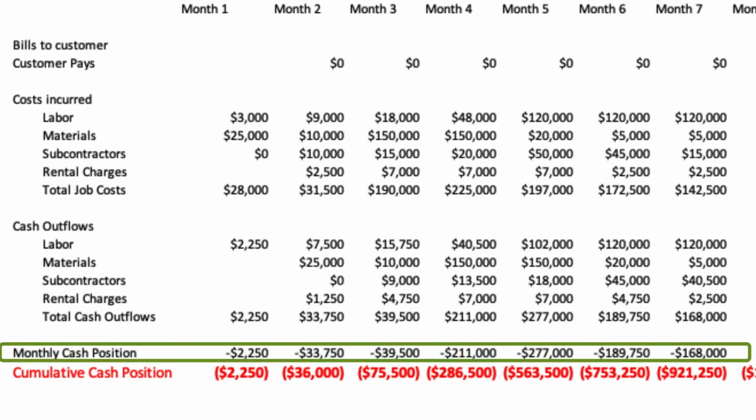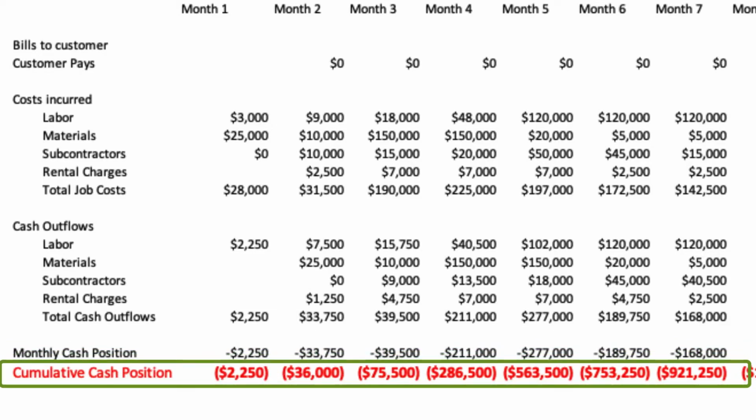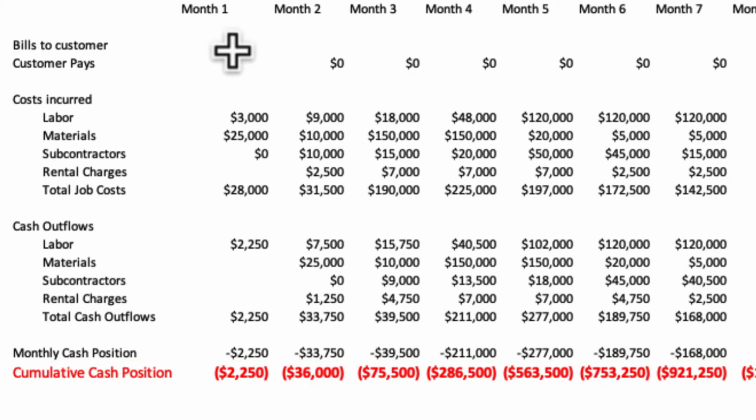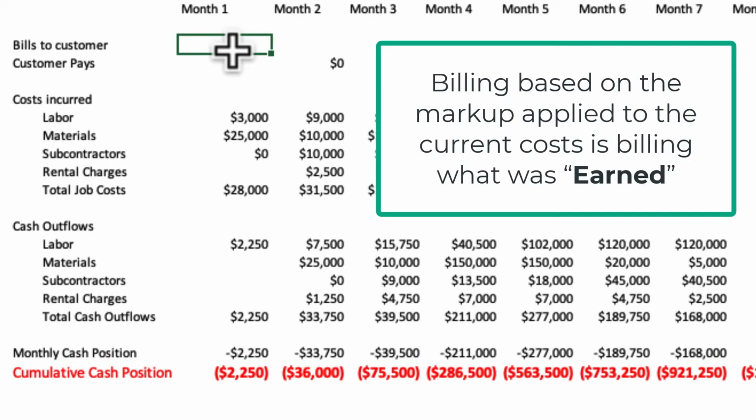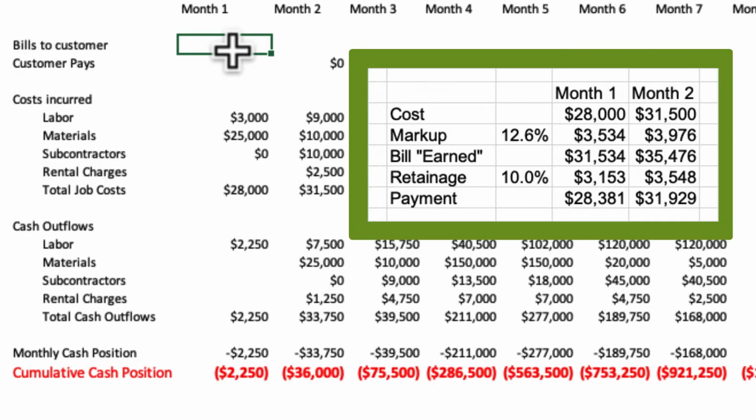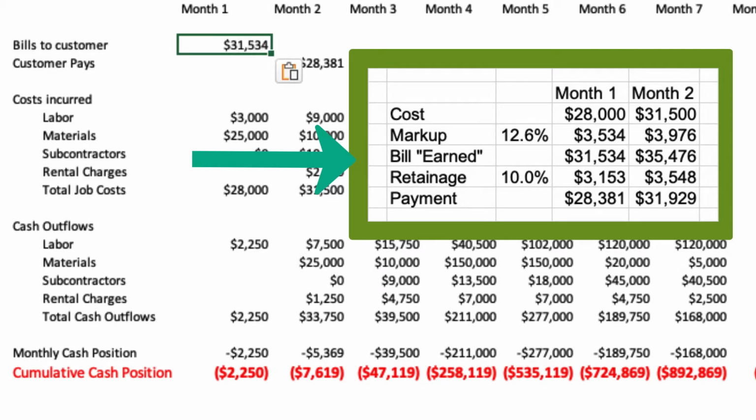Down below, this line shows the monthly cash outflows without the impact of billings. The next line shows the cumulative cash outflows job to date. Now let's see what happens when we strictly bill based on what was earned according to the accounting records. In the first month, our job cost is $28,000. When you apply the markup, the bill becomes $31,354. The customer will pay us the non-retainage portion in the following month.